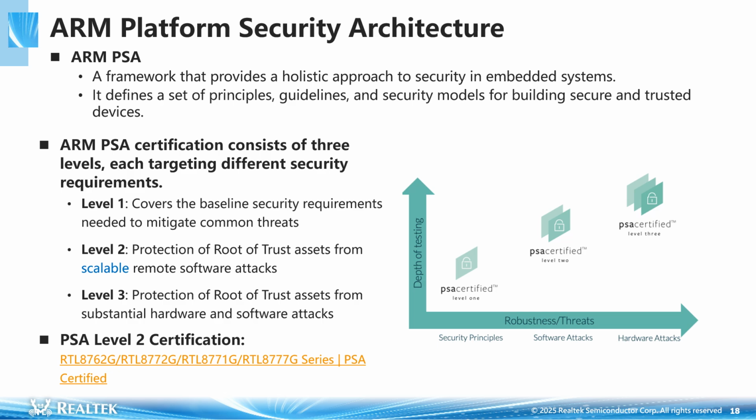ARM PSA offers different certification levels to meet various security needs. Level 1, baseline security. This level focuses on setting up basic security measures that can defend against common threats. Level 2, enhanced protection. Here, the focus is on shielding the root of trust assets from scalable remote software attacks. This level offers higher security for critical components, protecting them against larger-scale threats.